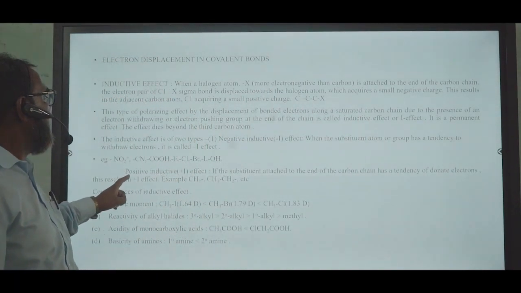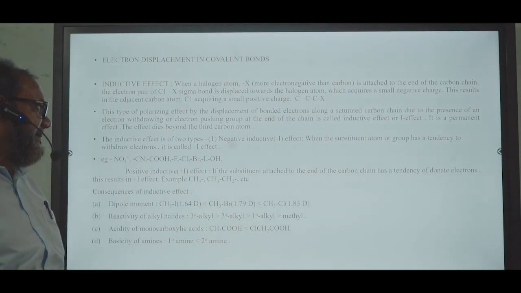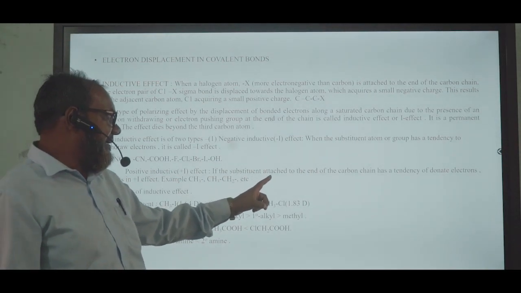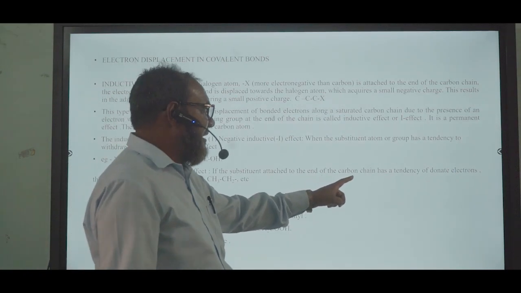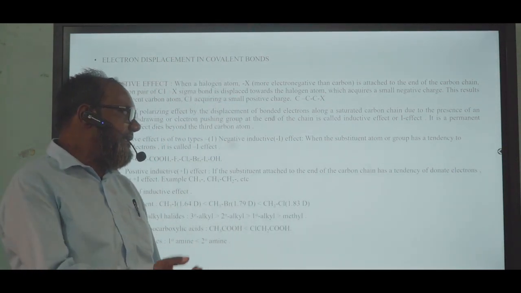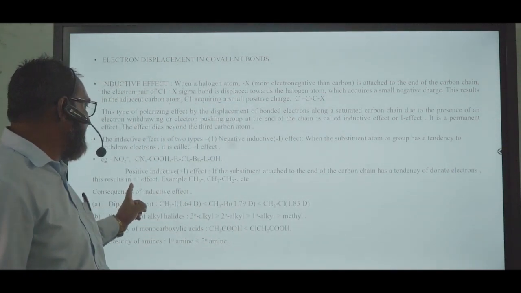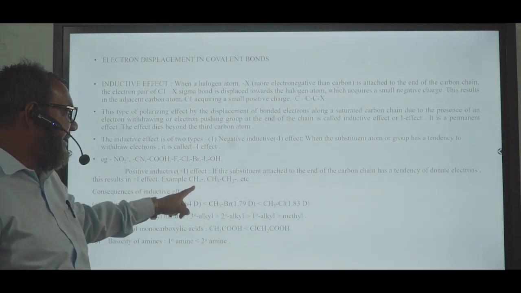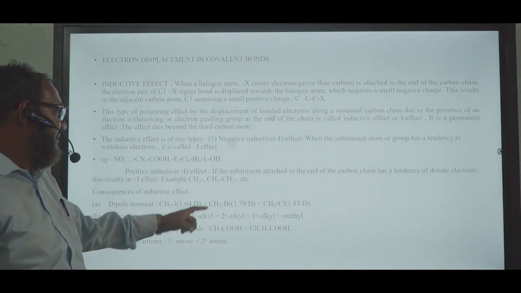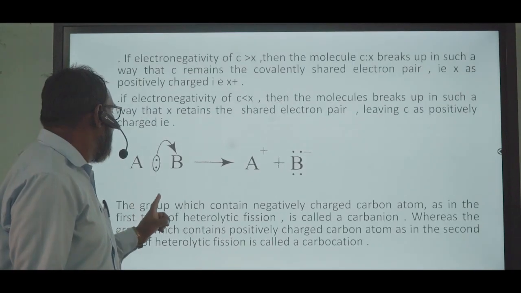Next one is positive inductive effect or plus I effect. If the substituent attached to the end of the carbon chain has a tendency to donate electrons, this results in plus I effect. Examples are methyl group, ethyl group, etc.